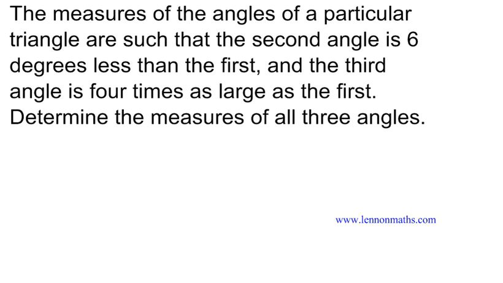Okay, so we're now looking at the next question. It says the measures of the angles of a particular triangle are such that the second angle is 6 degrees less than the first, and the third angle is 4 times as large as the first. Determine the measures of all three angles. So let's see if we can interpret that.